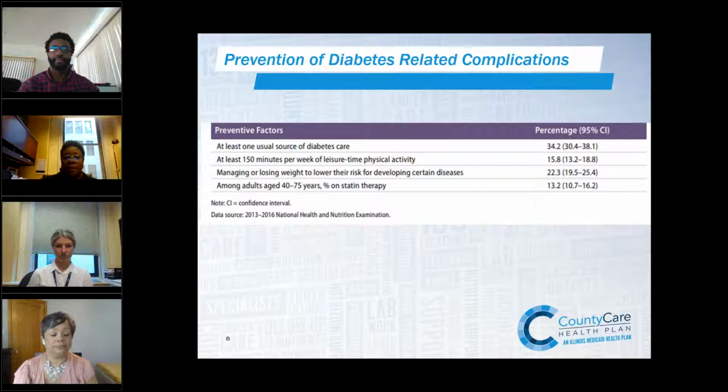And for those members that are 40 to 75 who have hypercholesterolemia, simply the addition of a statin can decrease your risk of diabetic complications by 13.2%. So as I started this talk in terms of prevention, we know that the measures listed here will decrease the numbers of patients we have with amputations, will decrease the number of patients we see with end-stage renal disease, will decrease the number of patients we see with blindness.